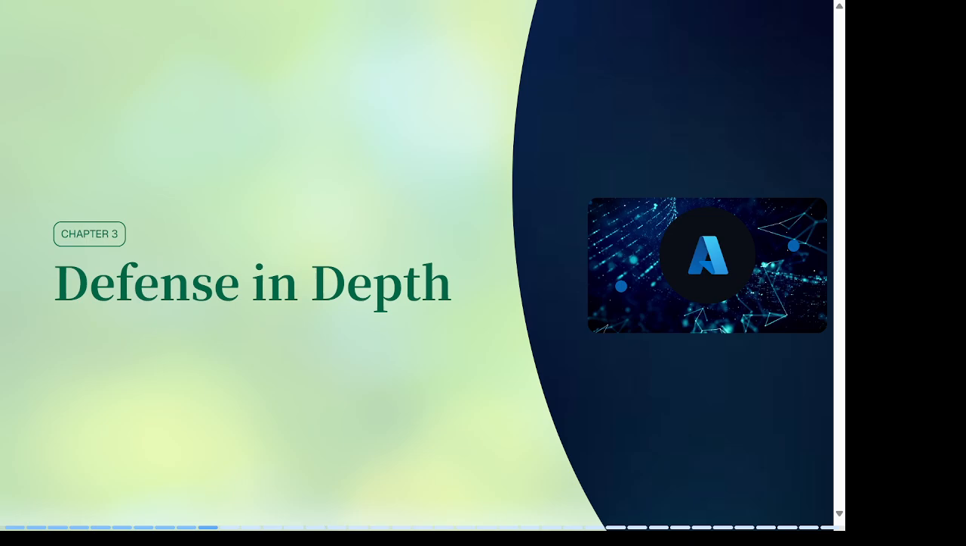The 6 layers of defense in depth. Azure security is designed around 6 layers: physical security, identity and access, perimeter security, network security, compute security, data security. Let's go through each one.